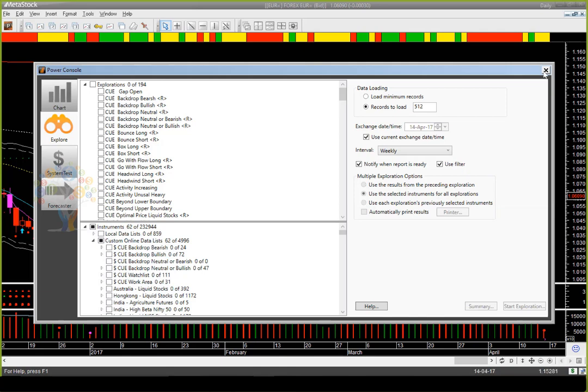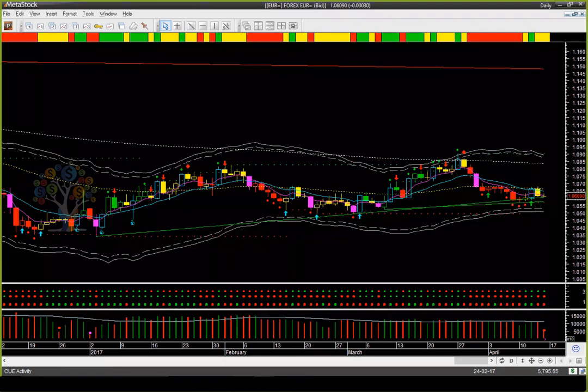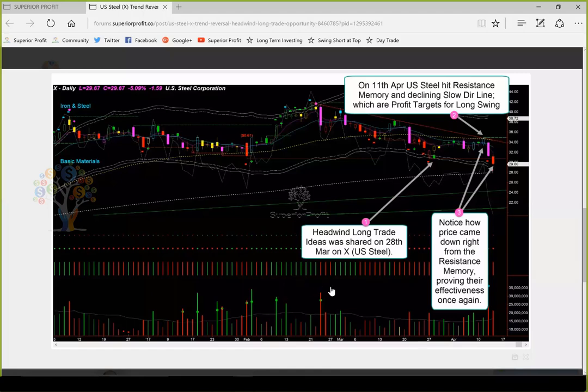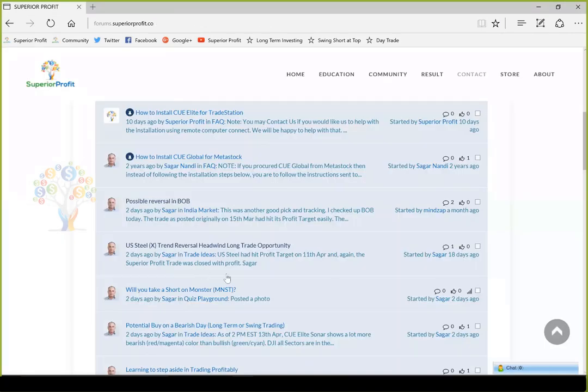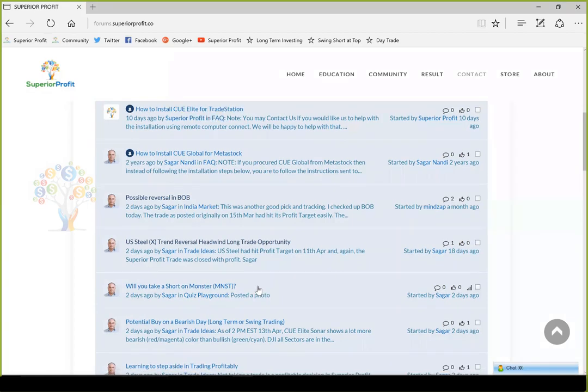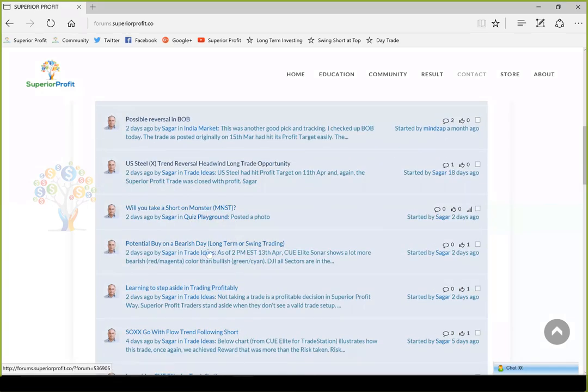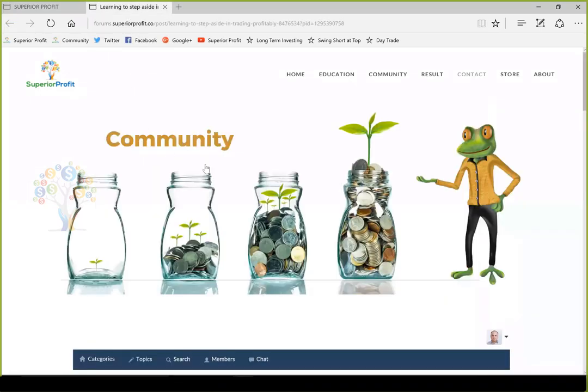Okay, let's continue with our analysis of the trades that were shared in the community. So this was US Steel, worked well. Now I shared two trade ideas, I think on Friday. Let's come back to them later. Let's look at the trade ideas that were shared earlier.